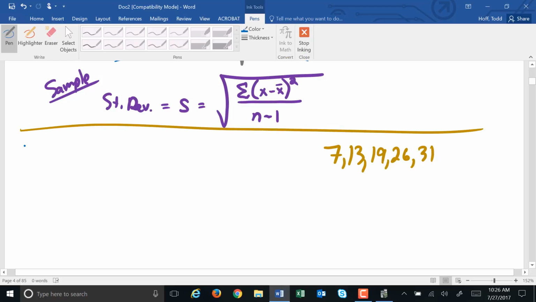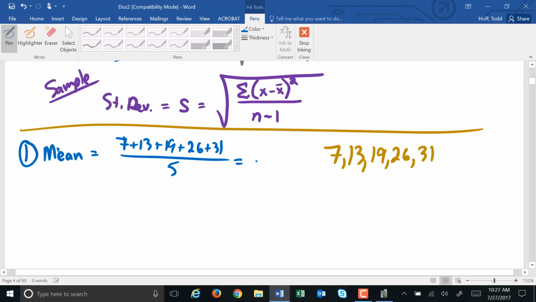Step 1 in finding our standard deviation is to find the mean. So if I take 7 plus 13 plus 19 plus 25 plus 31, I get 95. Divided by 5 is 19. That's my mean.